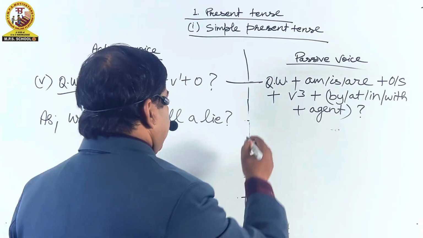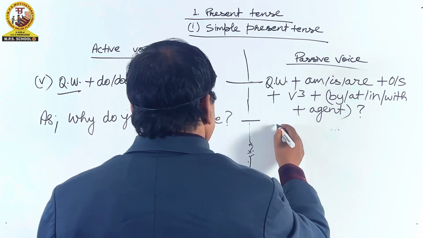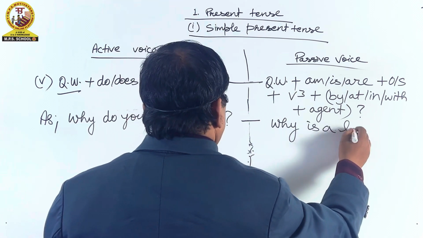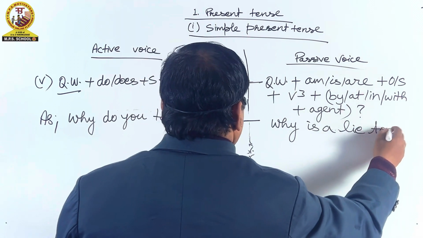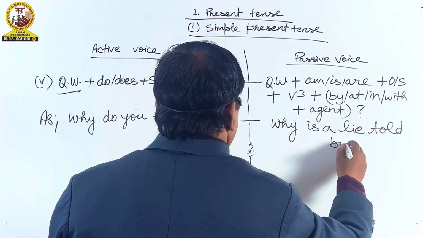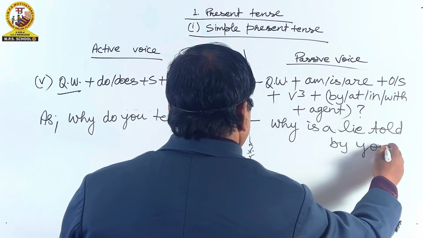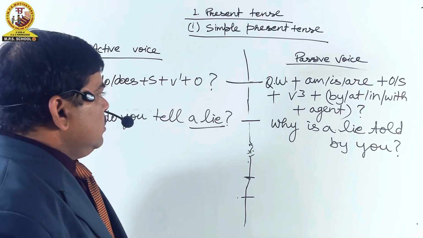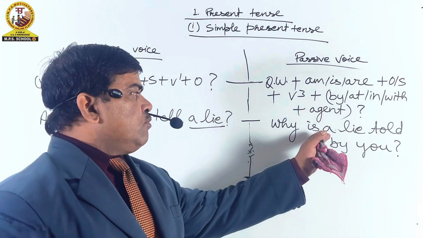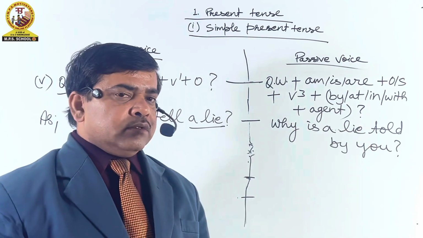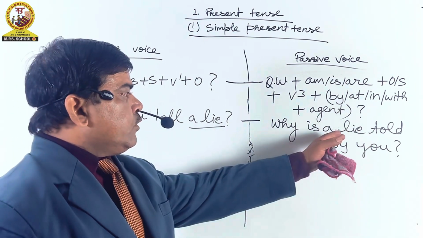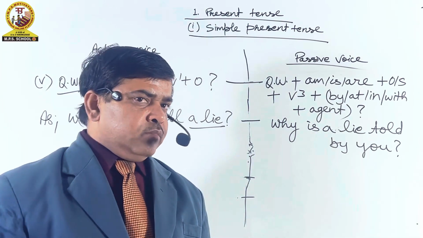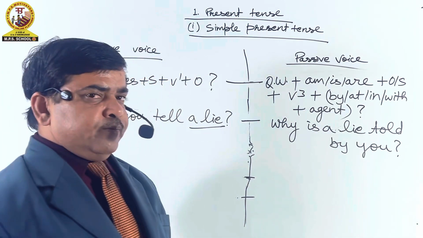The passive voice of this sentence will be why is a lie told by you? Here a lie is the object, so as the subject in passive voice a lie has been used, and according to it a singular verb is used because a lie is in singular form, singular number.